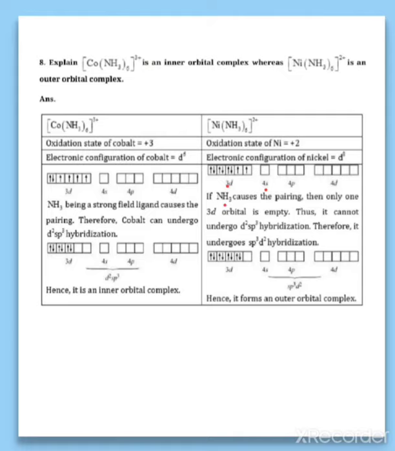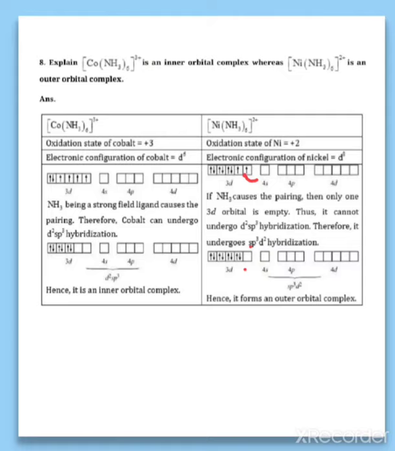As NH3 is a strong field ligand, it causes pairing. But when the 8 electrons available in the d orbitals get paired, there will be only 1 empty orbital in the d. But in order to form d2sp3 hybridization, 2 d orbitals are required. Here only 1 empty orbital is there.